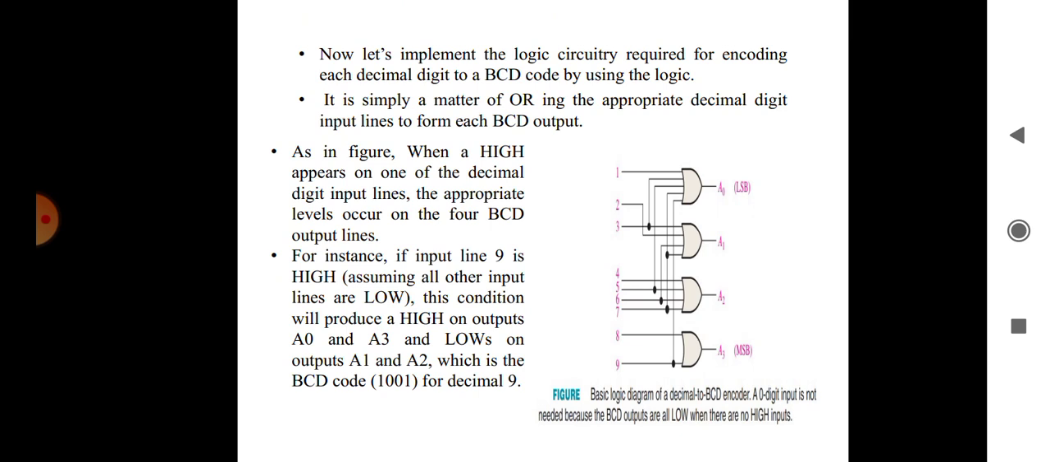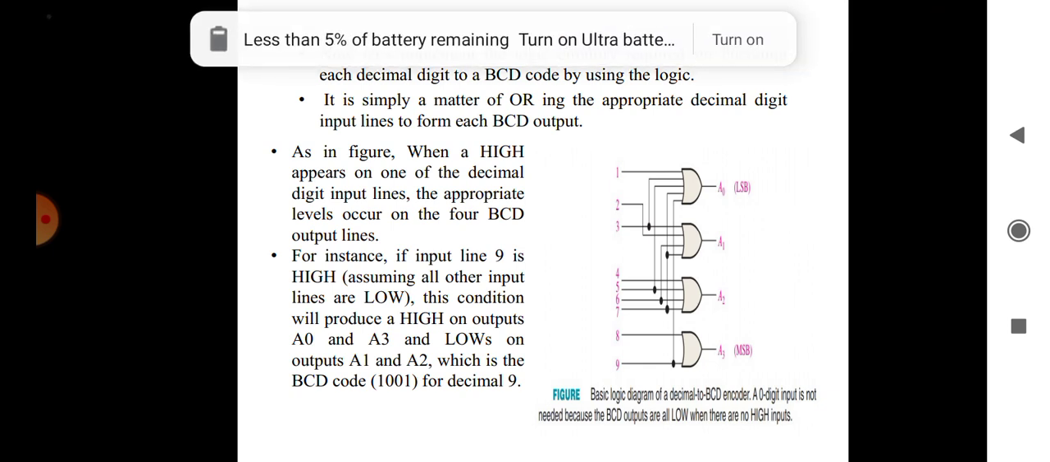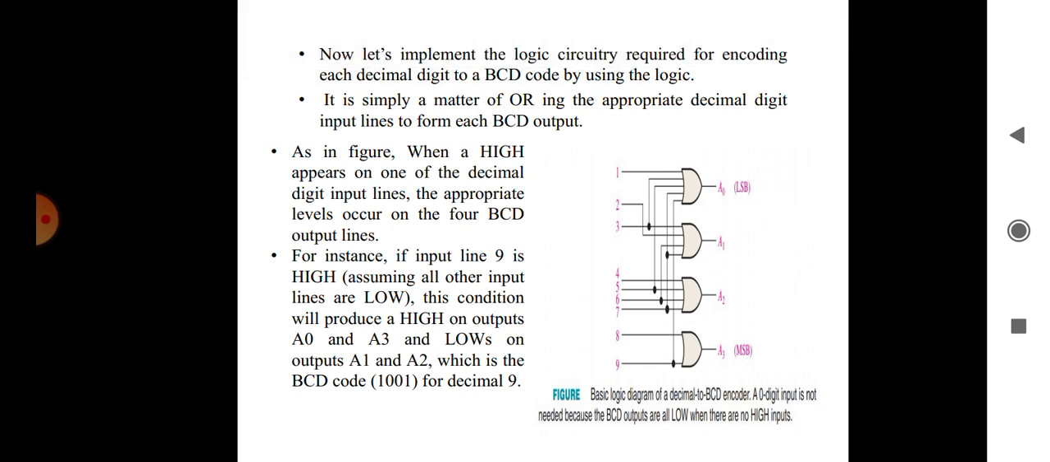As in the figure, when a high appears on one of the decimal digit inputs, the appropriate level occurs on the 4 BCD output lines. For instance, if input line 9 is high, assuming all other lines are 0, this condition will produce high outputs on A0 and A3 and lows on the outputs of A1 and A2, which is coded as 1001 for decimal 9.